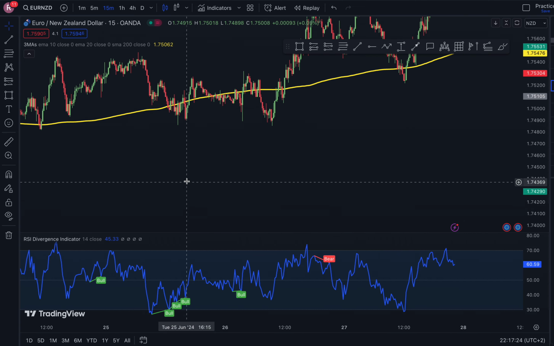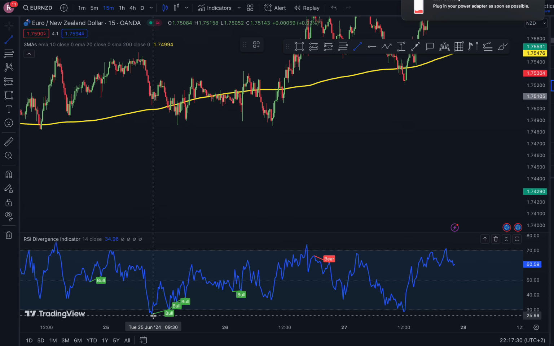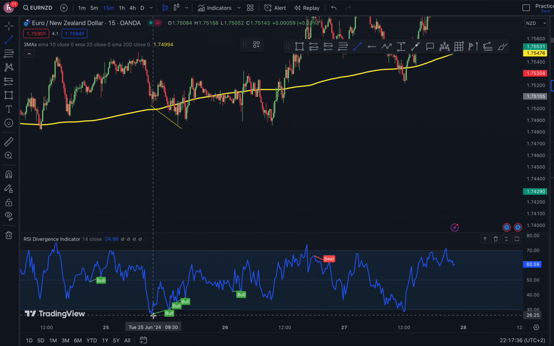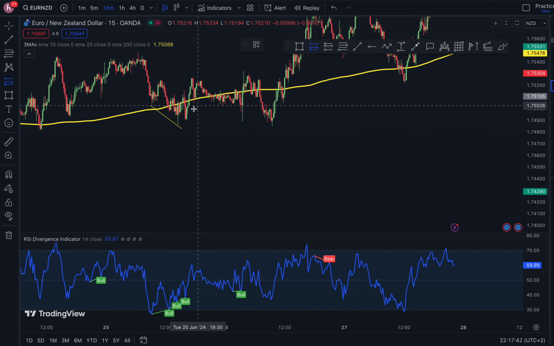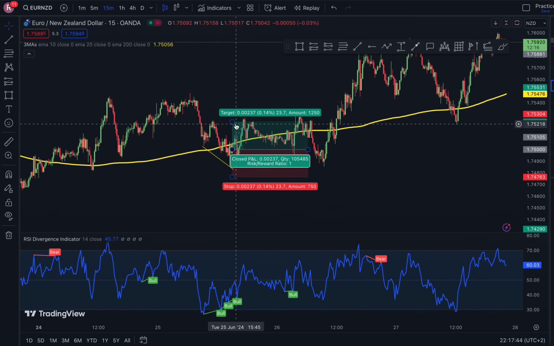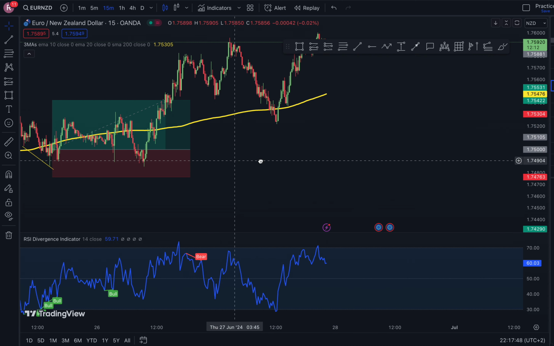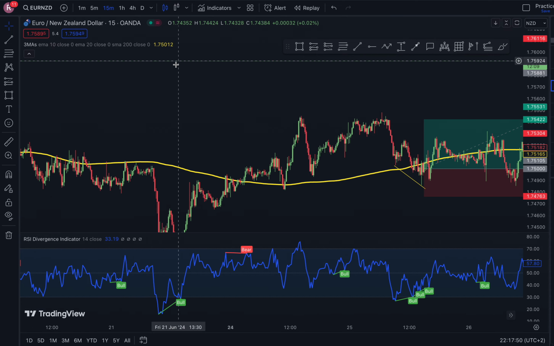All right, cool. So we get something here. Price is above our EMA right here, and we get a nice divergence. You can see price is creating a lower low, while the indicator is creating a higher low. All right, so we can go ahead and take this trade. That's a valid trade right there. As you can see, smashed it. And yeah, man, it is simple as that.